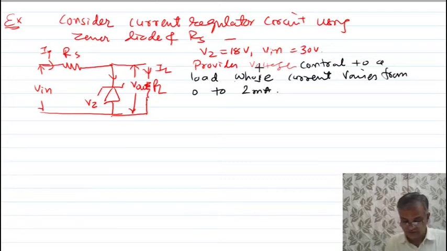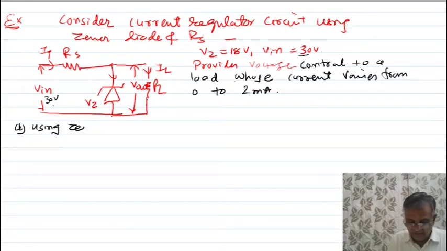Now, for V in, they have given 30 volts. First question I am asking: A, using a Zener of 2 milliampere. Remember, this means they have given the Zener current. The Zener test current is 2 milliampere.